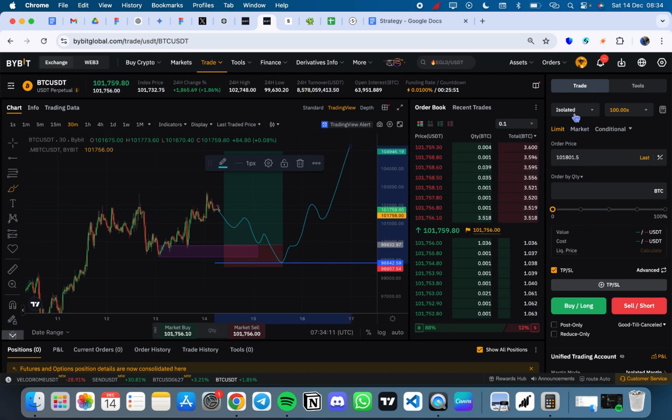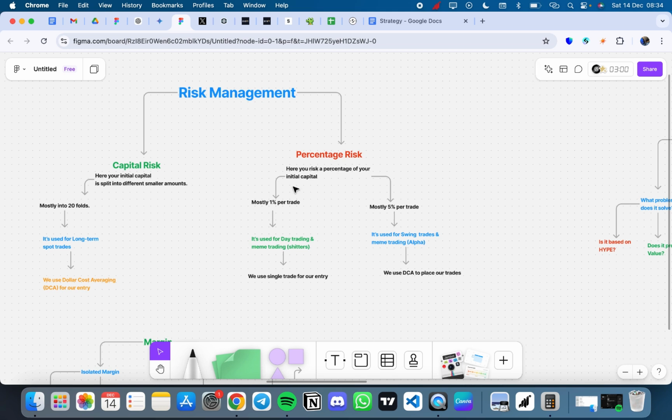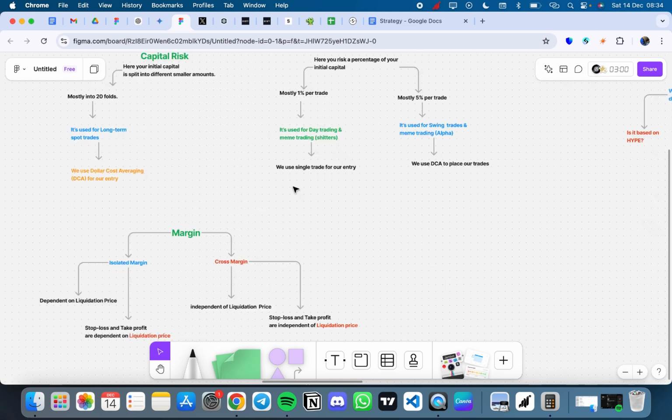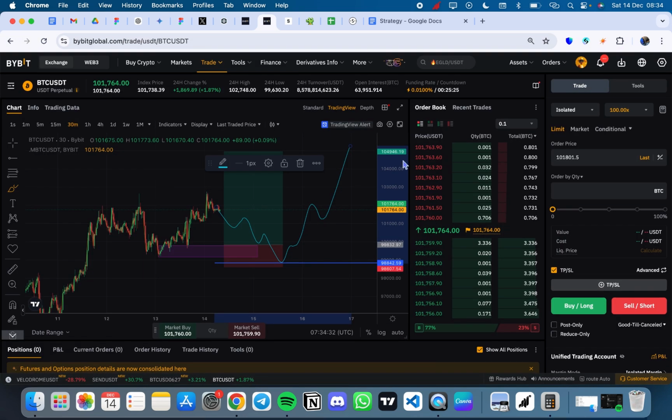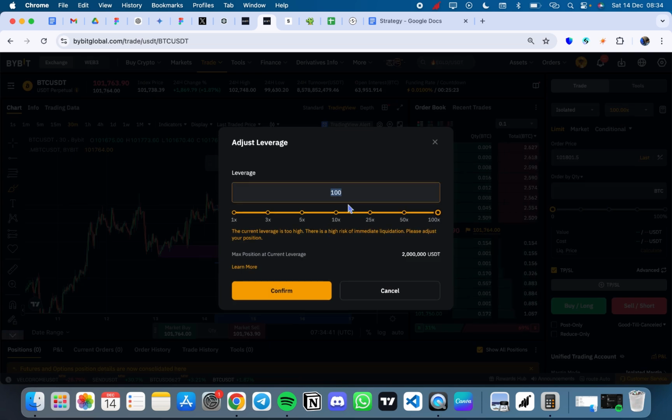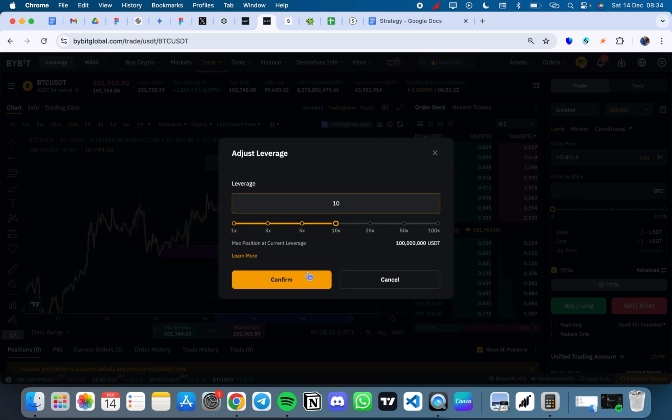So this is what occurs when you use isolated. And if you recall from the examples we've gone over, in isolated margin, your stop loss and take profits are also dependent on liquidation price. So if price was to hit our liquidation price, first off, we would be out of this trade in a loss. So how can we fix this? The solution to this problem is to reduce our leverage. So let's say we reduce it to 10.